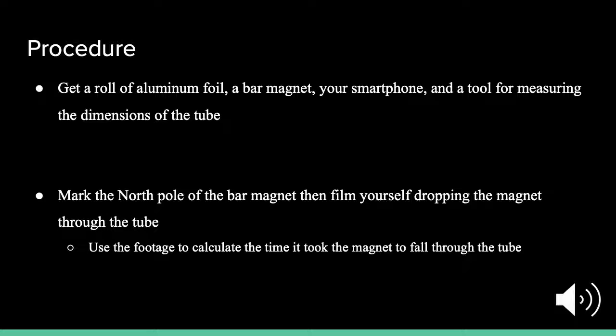The procedure was to get a roll of aluminum foil, a bar magnet, our smartphone, and a tool for measuring the dimensions of the tube. After we found the magnetic north of the magnet, we marked the north pole of the magnet and then filmed ourselves dropping the magnet through the tube. Using this footage, we calculated the time it took to fall through the tube by looking at the different time steps.